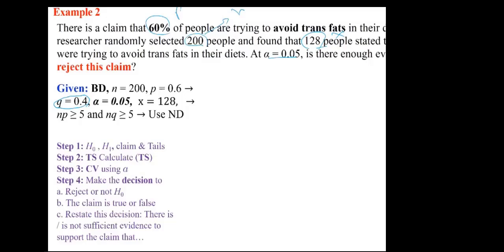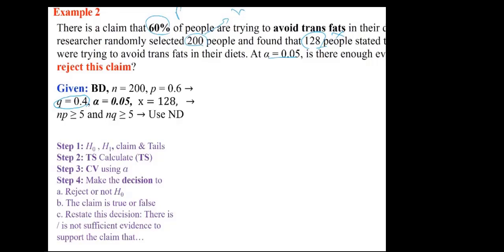You're going to read the question. There is a claim that 60% of people are trying to avoid trans fat in their diets. A researcher randomly selected 200 people and found that 128 people stated that they were trying to avoid trans fat. Is there enough evidence to reject this claim? The claim is not saying that it's less than 60% or larger than 60%. It says it's 60%. So less than 60% and also larger than 60% would in essence become the alternative hypothesis, and that's why for H1, p is not equal to 0.6, which makes it a two-tailed test.